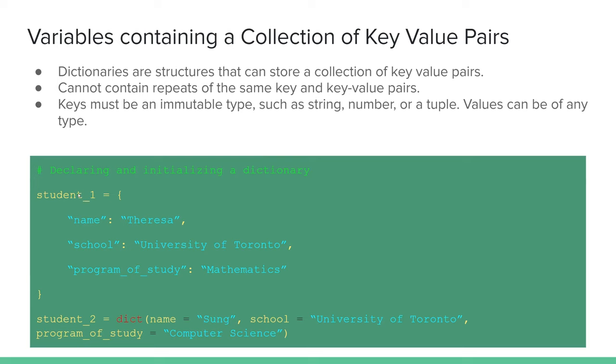So in an example here, we have student one, which has a key of name and a value of Teresa, key of school and University of Toronto, and so on. There's another way to define a dictionary, which is called the Python dict. And then in brackets, we have name equals Sung, school equals University of Toronto, comma, program of study equals computer science.